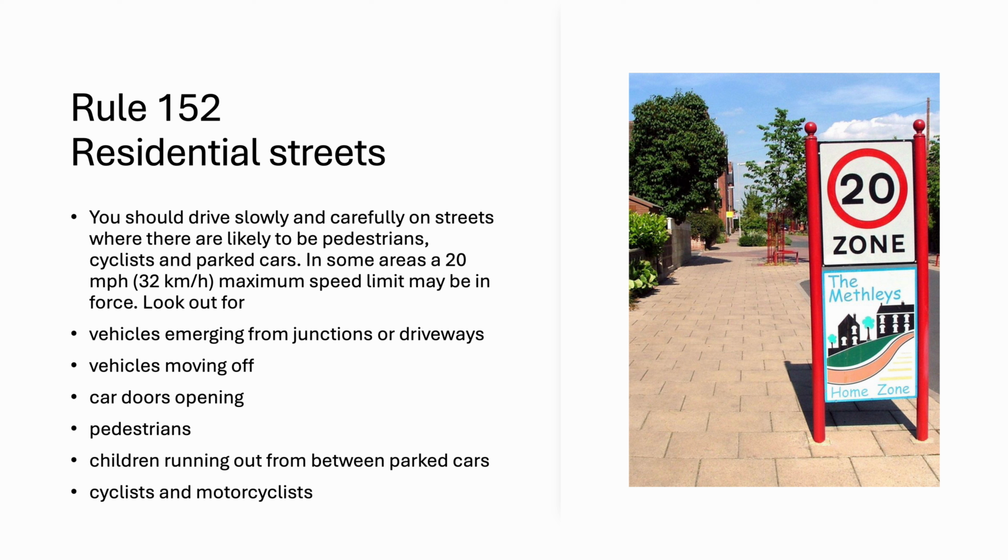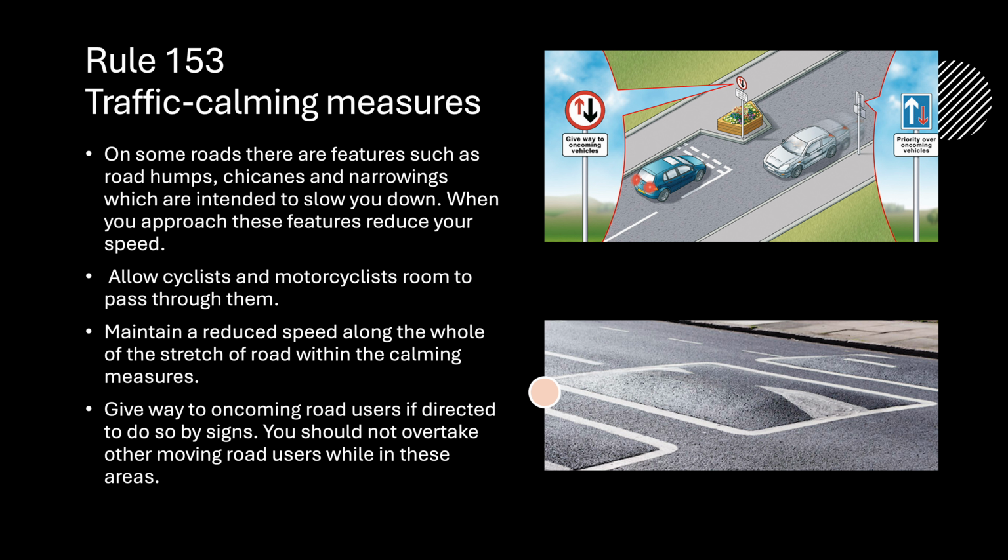Rule 153. Traffic calming measures. On some roads, there are features such as road humps, chicanes and narrowings which are intended to slow you down. When you approach these features, reduce your speed. Allow cyclists and motorcyclists room to pass through them. Maintain a reduced speed along the whole of the stretch of the road within the traffic calming measures. Give way to oncoming road users if directed to do so by signs. You should not overtake other moving road users while in these areas.